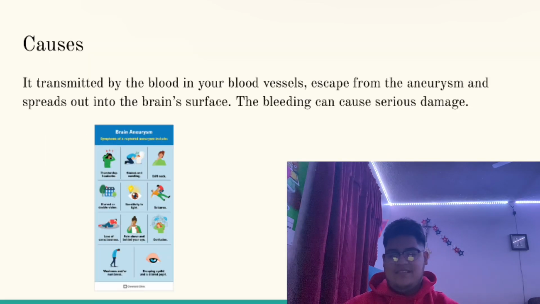The cause is blood escaping from the aneurysm into your blood vessels and spreading out onto the brain surface. The bleeding can cause some serious damage.